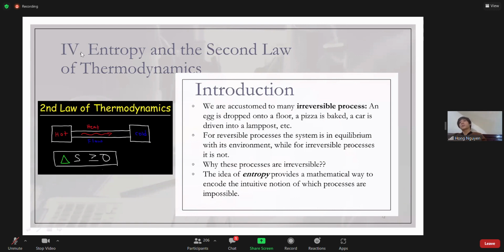Entropy. The idea of entropy provides a mathematical way to encode the intuitive notion of which processes are impossible. So we know which one is possible and which one is impossible, right? We know it by intuition.